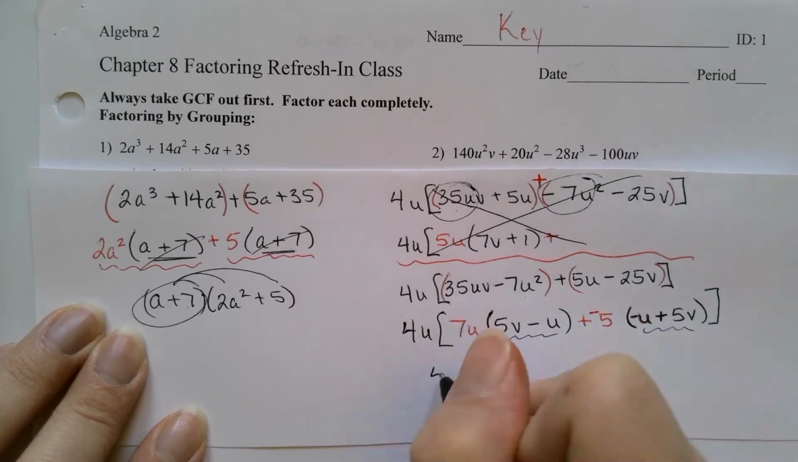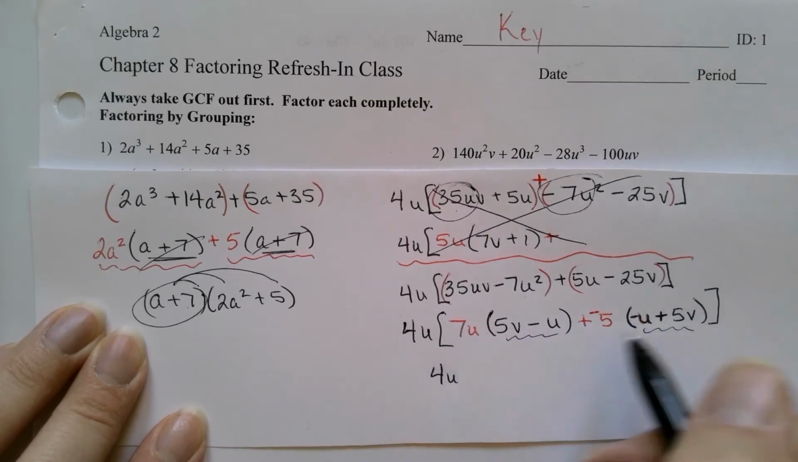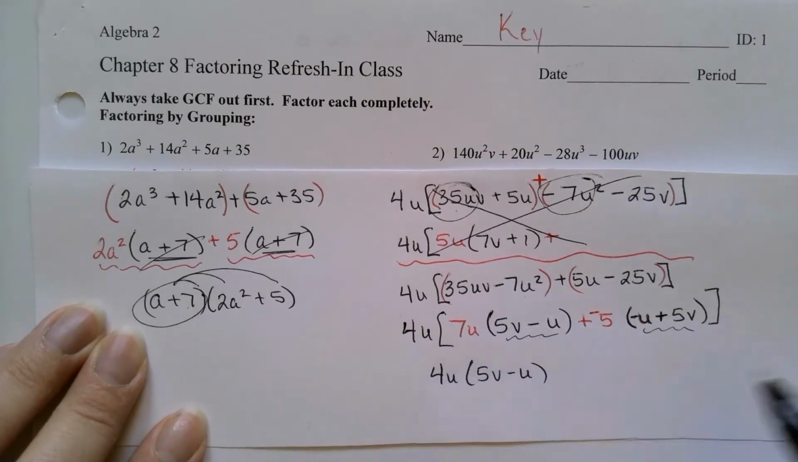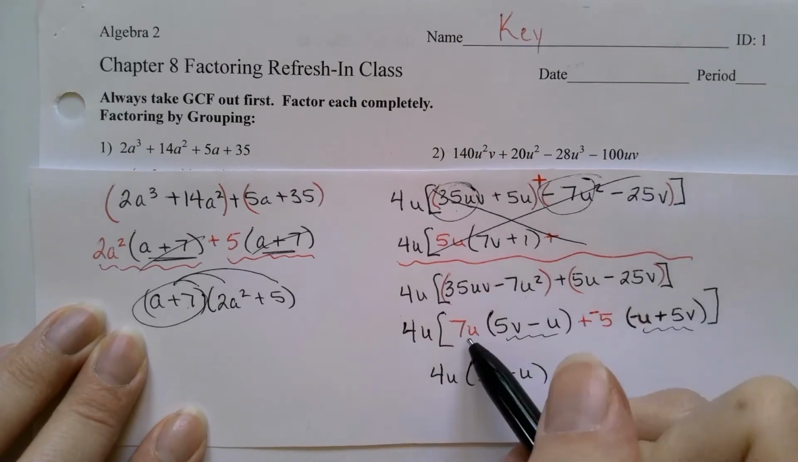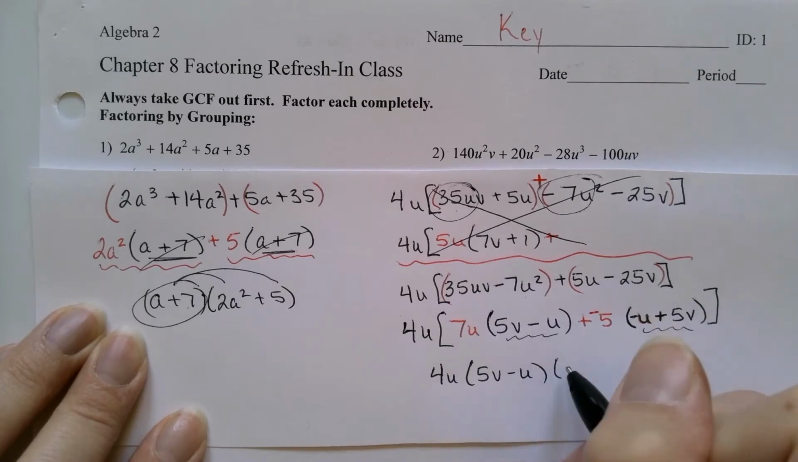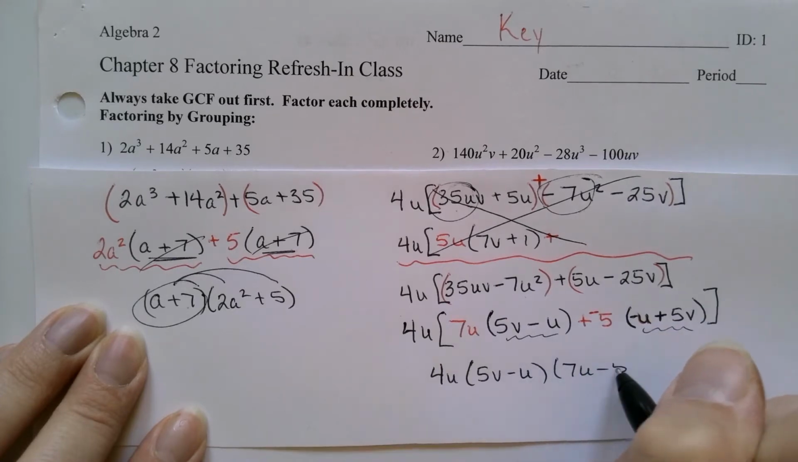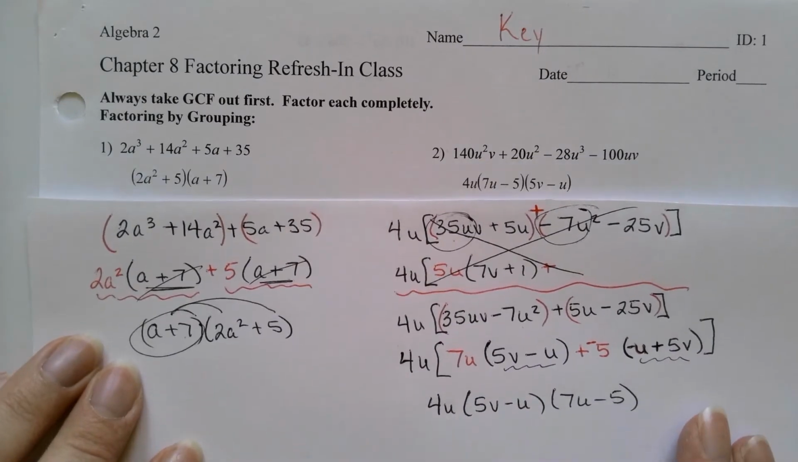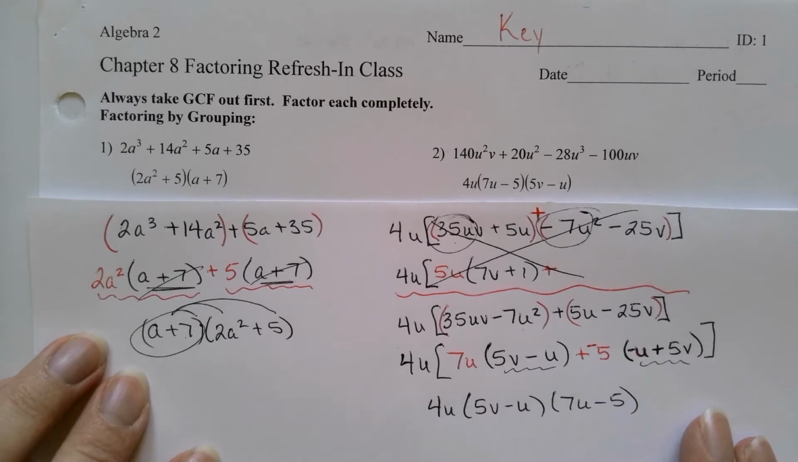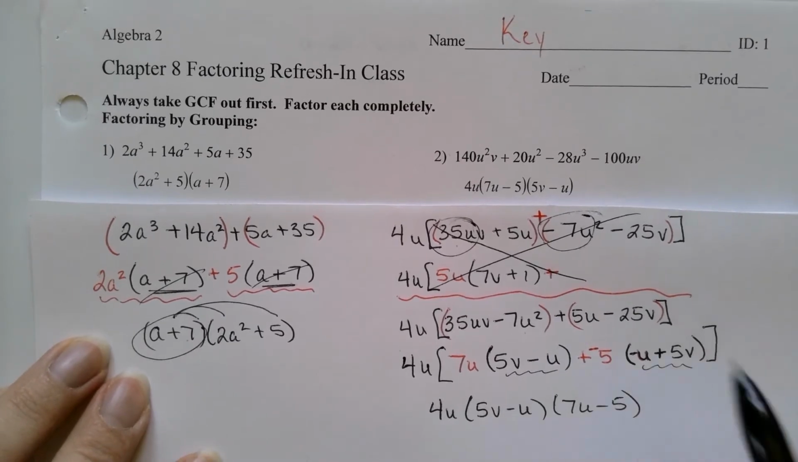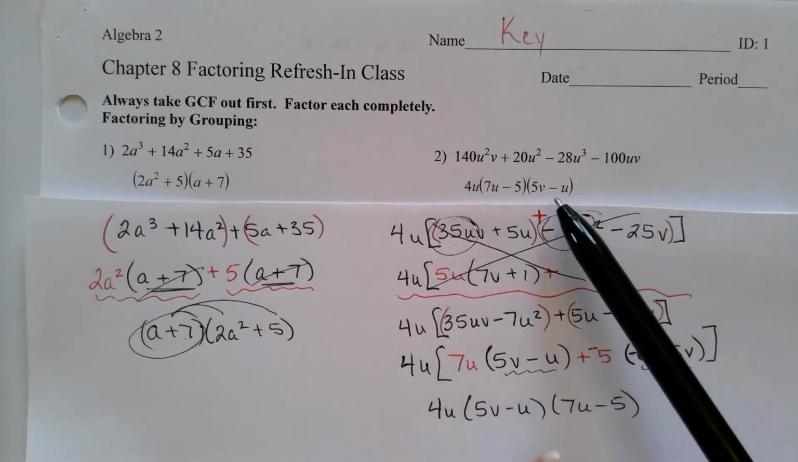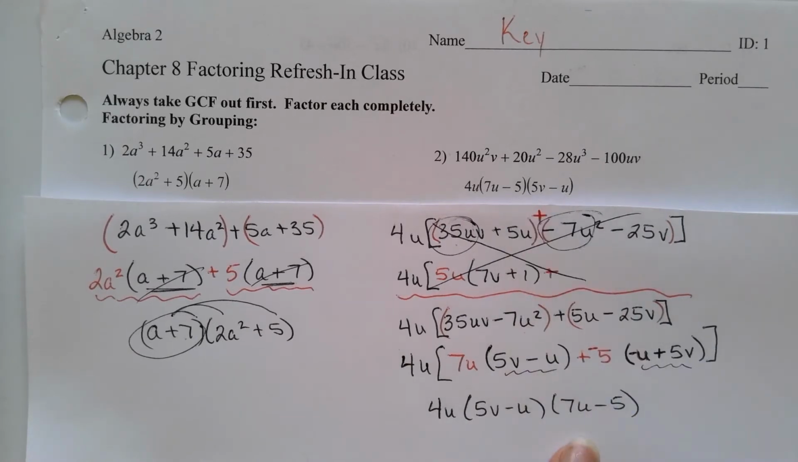So I've got my 4u out here. What I have in parentheses is a 5v minus u. Again, there it is. And what's left over is 7u minus 5. We want to double check that we have it fully factored. There was nothing left over. And that is our final answer. And again, it seems like the answer key for these worksheets always have it in different order. We both have the 4u. I have the 5v minus u first, and they have it in the other order.